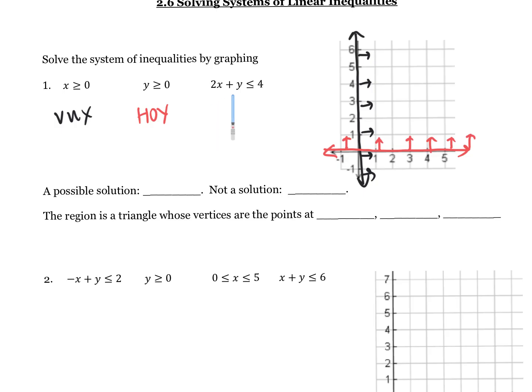Last one. How am I going to graph this one? Get the y by itself. So I'm going to subtract that 2x, and I've got y is less than or equal to negative 2x plus 4. You guys, I'm going to go up 4. I'm going to draw my slope of negative 2.